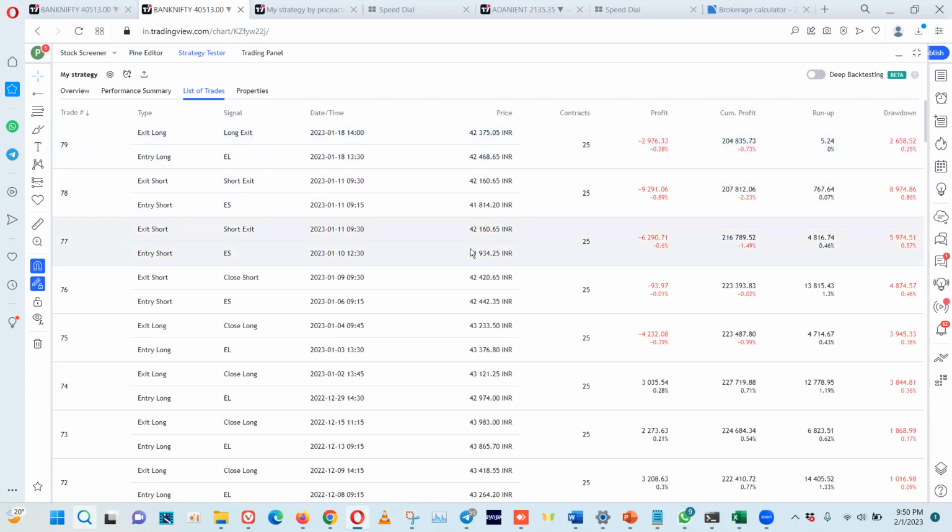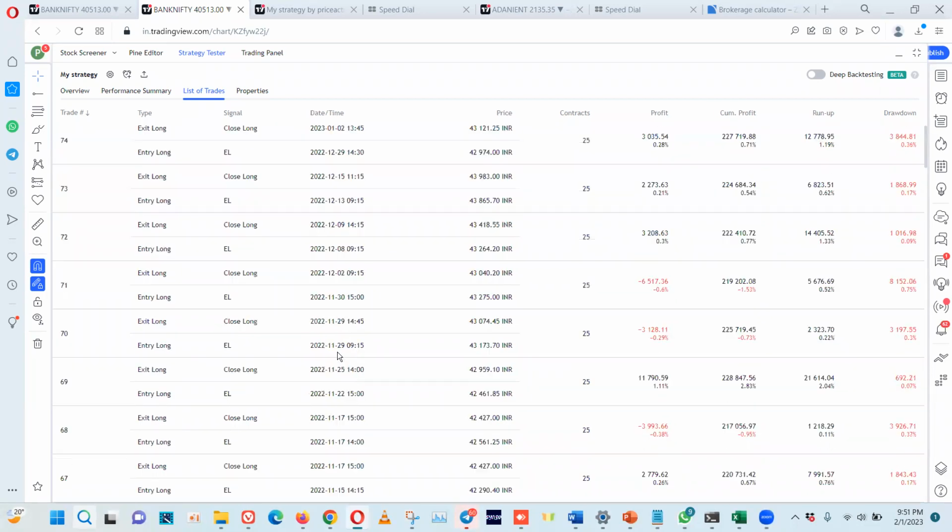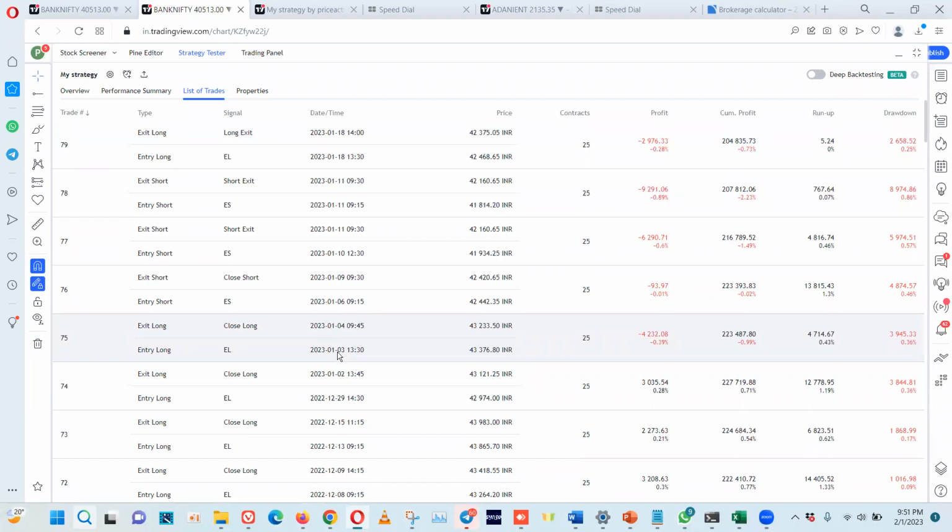One lot, buying of one lot. The same capital will be required for buying as well as selling. Selling margin will be more, no? No, it is the same. This is not options. This is futures. Yes, these are futures trades, not options trades. Okay, so here we can see the list of trades.